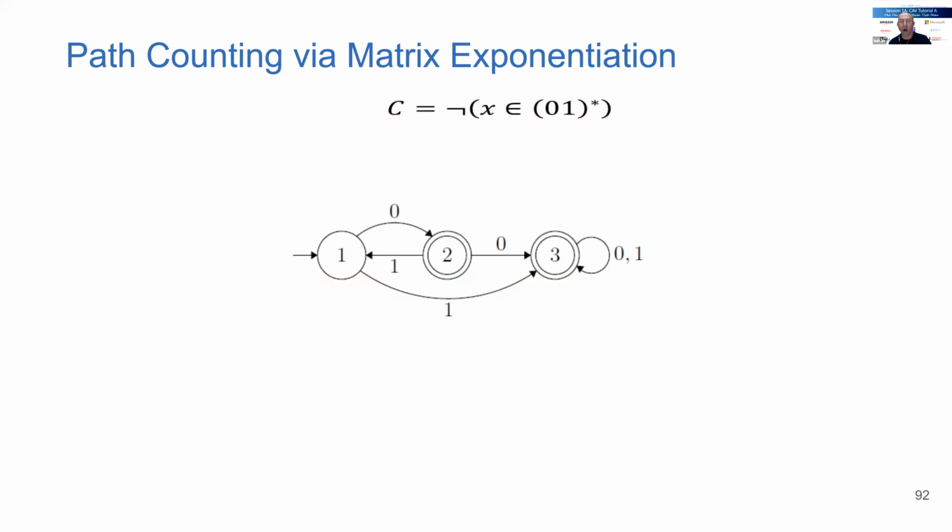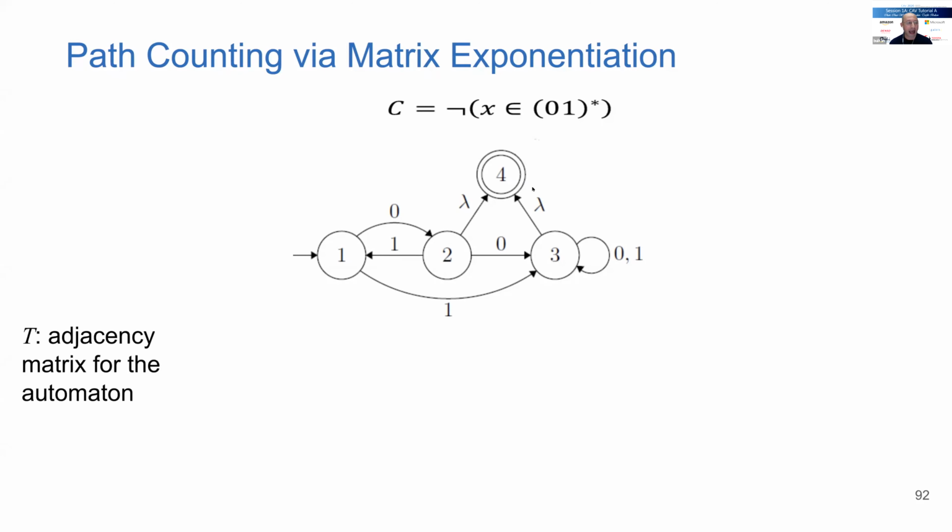I'll combine all accepting states into one accepting state with a lambda transition. Consider it like an epsilon transition. I'm just going to go to a new accepting state to make it easier. And now I will generate the adjacency matrix for this. So now all I have to count is the number of paths from the starting state to this single accepting state.